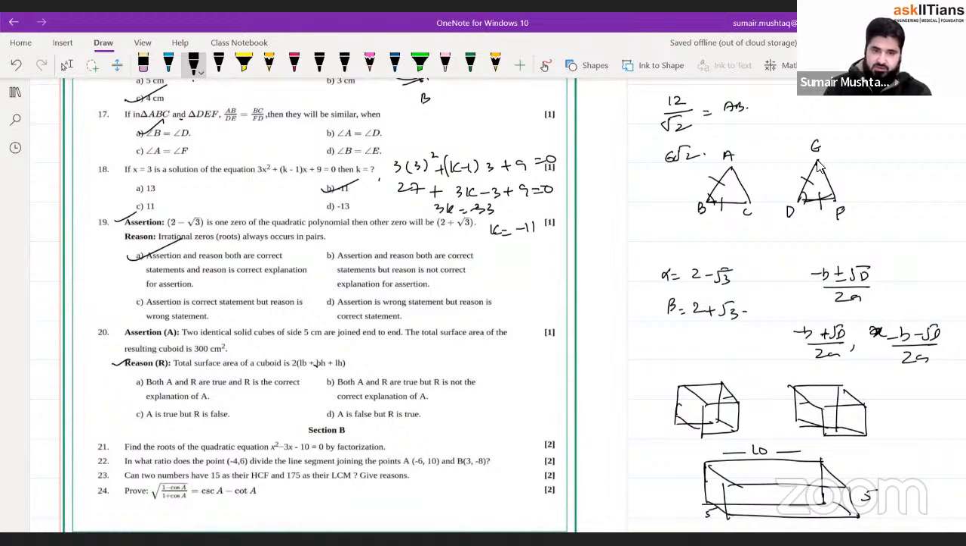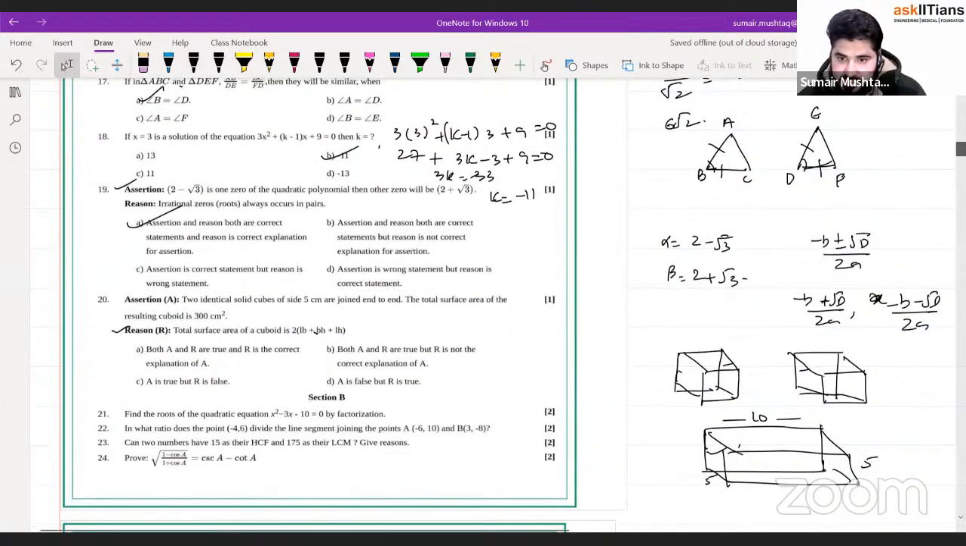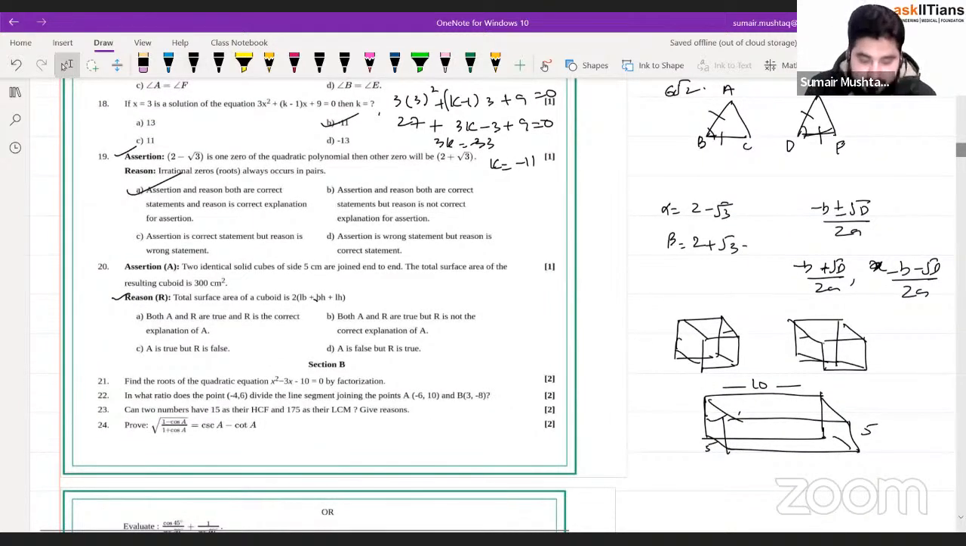Is the total surface area of this thing 300? Can you check it? Yes, please, check it now. It's not 300. Check it now. Is it 300? It's 250. Good, correct. So that means this is wrong.